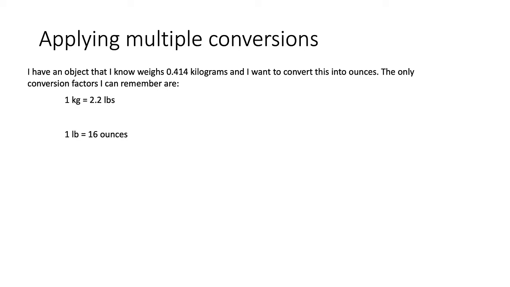Okay, now what if we don't have a single conversion that can do this job in one ratio? Say we have an object we know weighs 0.414 kilograms, we want to convert into ounces, and all we know are the following two conversion factors. Well, remember, each of these conversion factors can be expressed as either 1 gram over 2.2 pounds or the reciprocal, and the same for the 1 pound and 16 ounces. So we basically want to use this as a puzzle to get from the units we have to the units that we want.